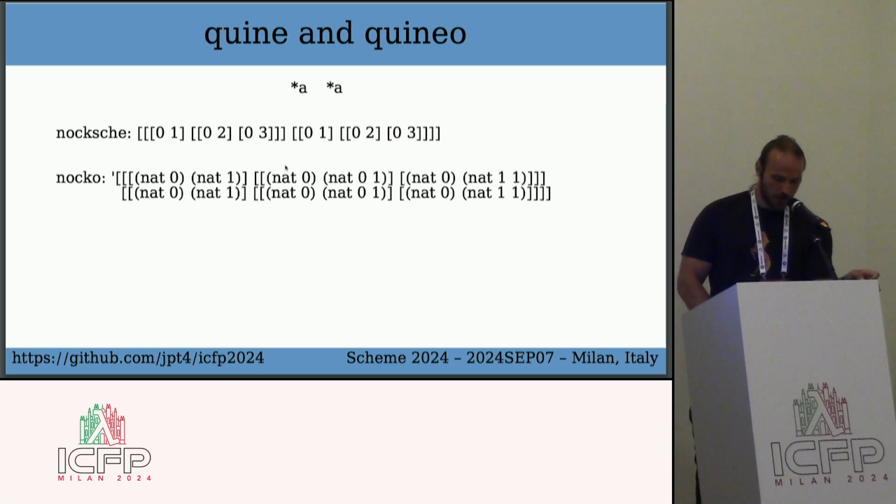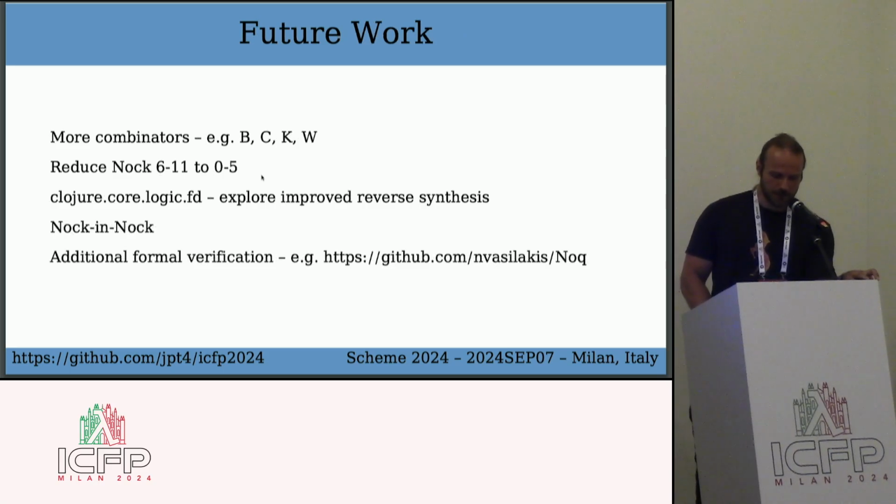Although the quine here, the quineo, does work in Nocko, it only works in the forward direction, to verify that input in fact does equal output. I have yet to be able to get it to do reverse synthesis. I think that using Clojure's core.logic over finite domains would have better luck with that, because then you could essentially cap the size of the numbers that the reverse synthesis search has to search.